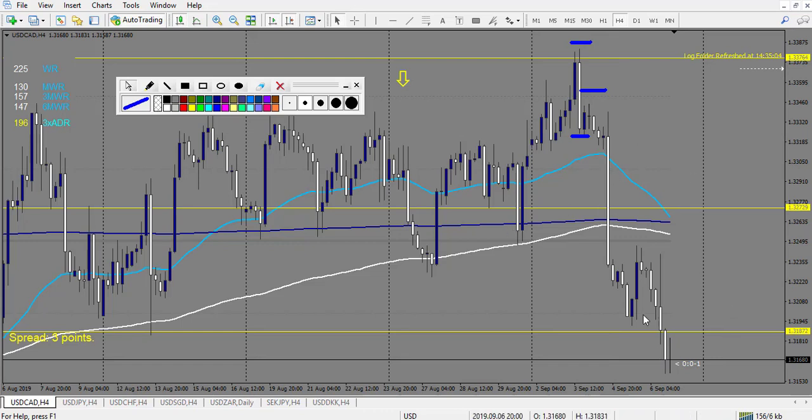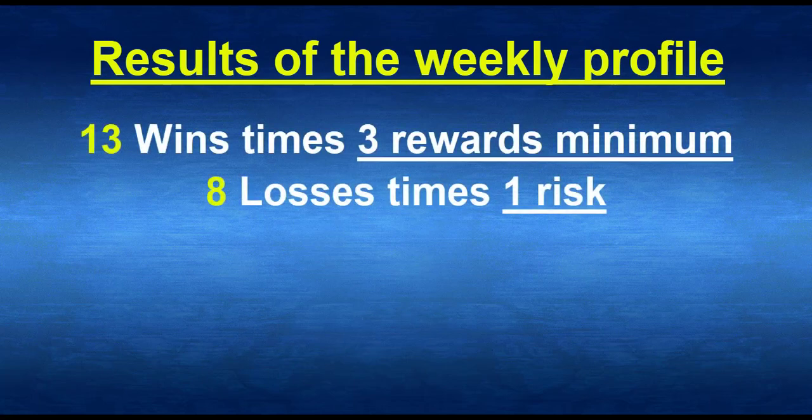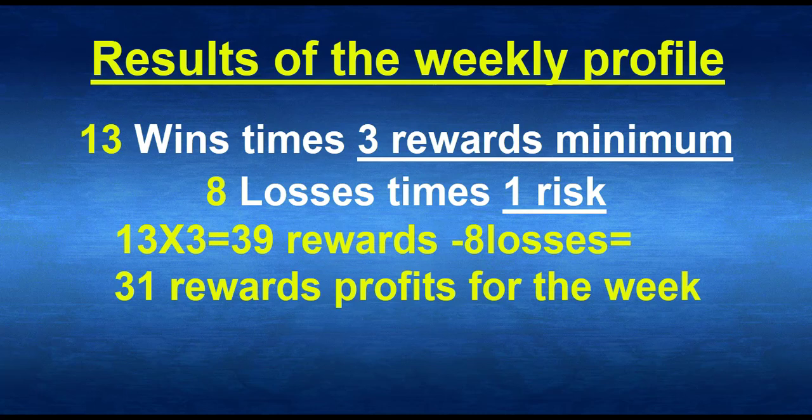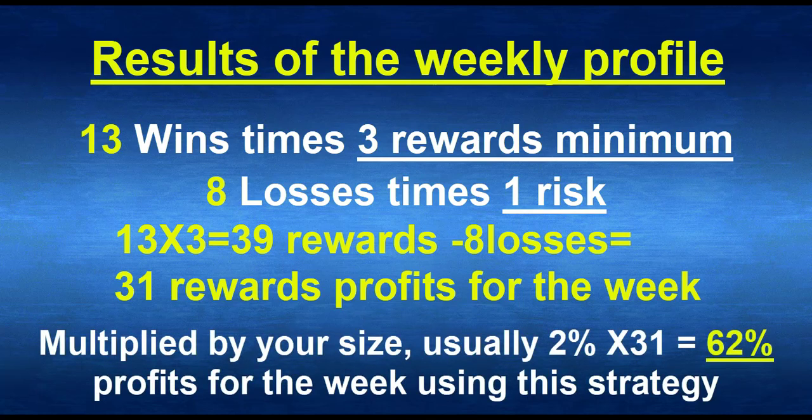And after, no pattern at a specific level. So that's it for last week. For all the trades, we have 13 wins and 8 losses. The 13 wins count 3 reward minimum each, and you can see most of the time you can go from 5, sometimes 10 reward for only one trade. So that is 39 reward on those winning trades minus the 8 losses, which makes it 31 reward. And if you multiply that 31 by 2%, you have 62% profit in 1 week using the profile and the swing strategy. So cheers to you, and see you next week.